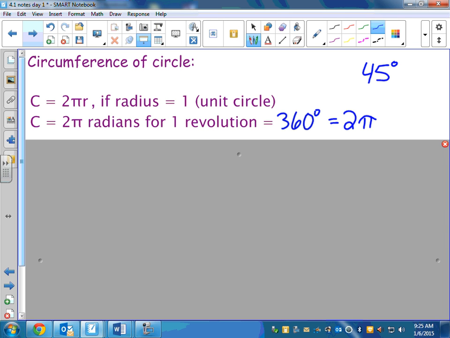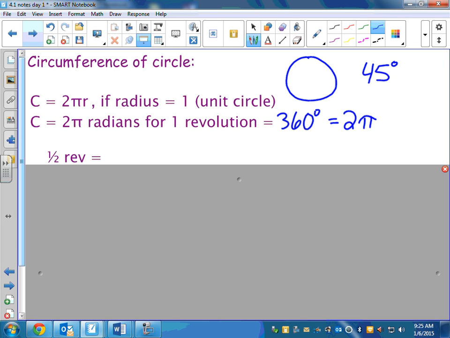So let's think about this. If 1 revolution of a circle all the way around is 360 degrees, or 2 pi radians, let's do degrees first. We do better with degrees. How many degrees would halfway around the circle be? 180. Half of 360 is 180 degrees. What would half of 2 pi be? 1 pi, or I'm just going to say pi.